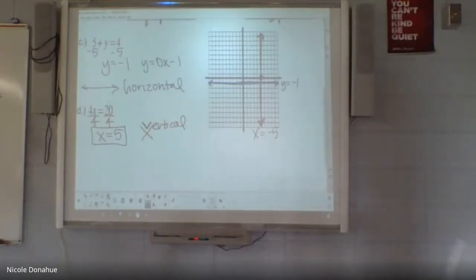All right, why don't you guys flip the page? We'll do a little bit more notes, and then we're going to do a Kahoot on writing equations, just like practicing from yesterday.